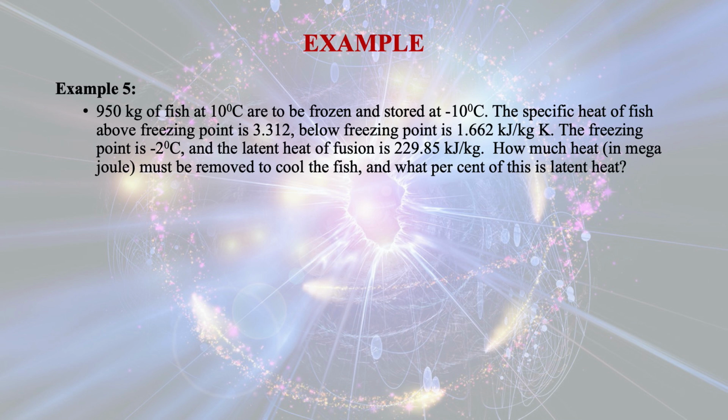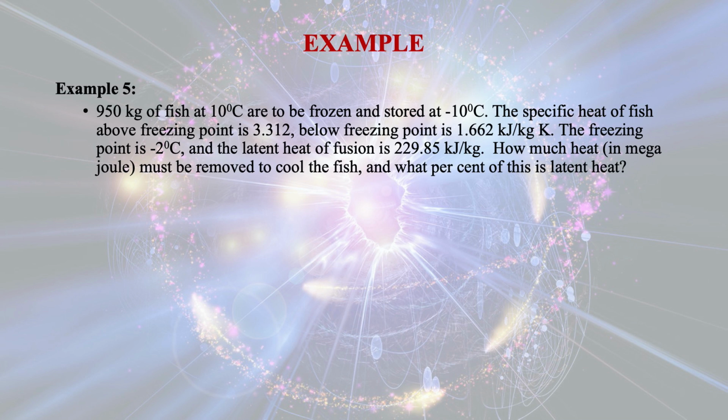How much heat must be removed to cool the fish and what percent of this is latent heat? This is very interesting because we are cooling the fish from 10 degrees centigrade to minus 10 degrees centigrade, but the freezing point for the fish is minus 2 degrees centigrade. So first of all, we have to cool down the fish in 3 stages. From 10 degrees centigrade to minus 2 degrees centigrade, then at minus 2 degrees centigrade we have to remove the latent heat so that it will be completely frozen. After that, we have to reduce the temperature from minus 2 degrees centigrade to minus 10 degrees centigrade.